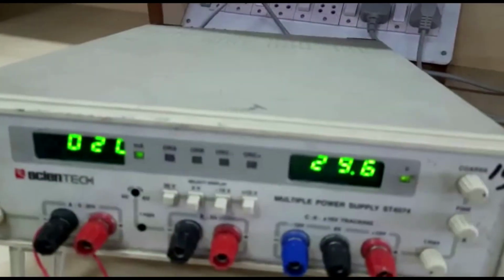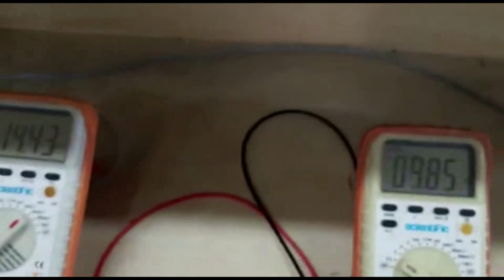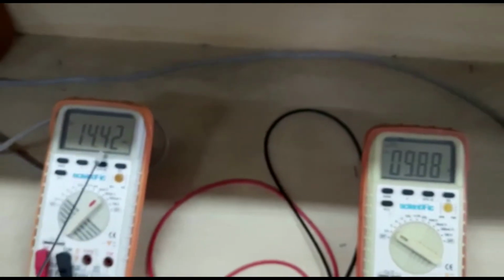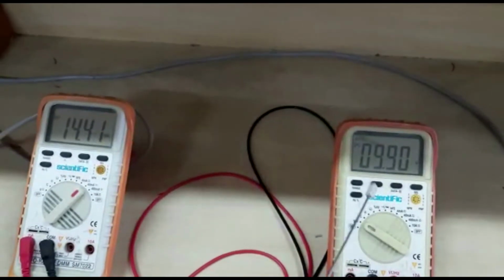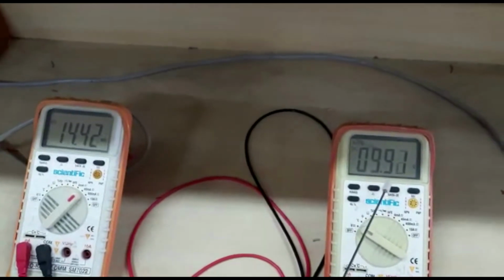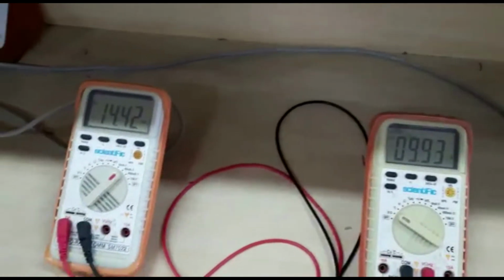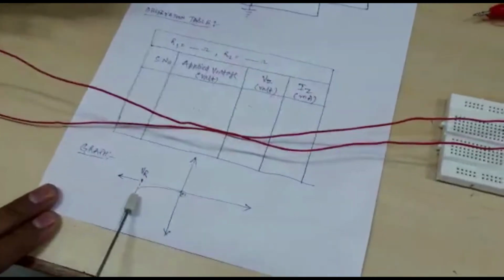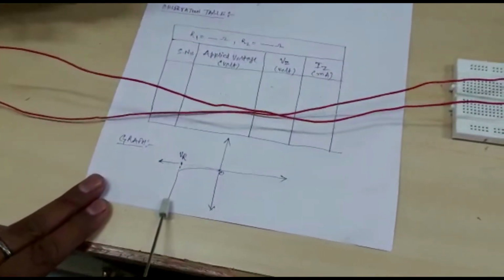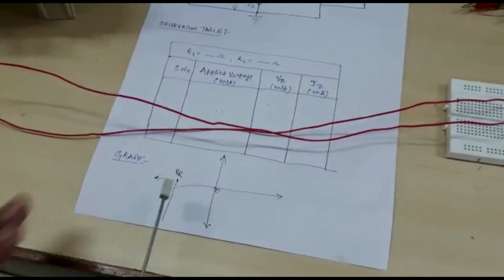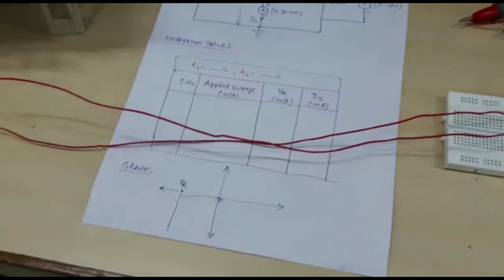Now the applied voltage is approximately 30 volts. The current through the Zener diode, Iz, is 14.42 milliamperes and the voltage across the Zener diode is approximately 9 volts. So just see the graph here. This is the voltage, but the current is increasing, while the voltage is not increasing above 9 volts.